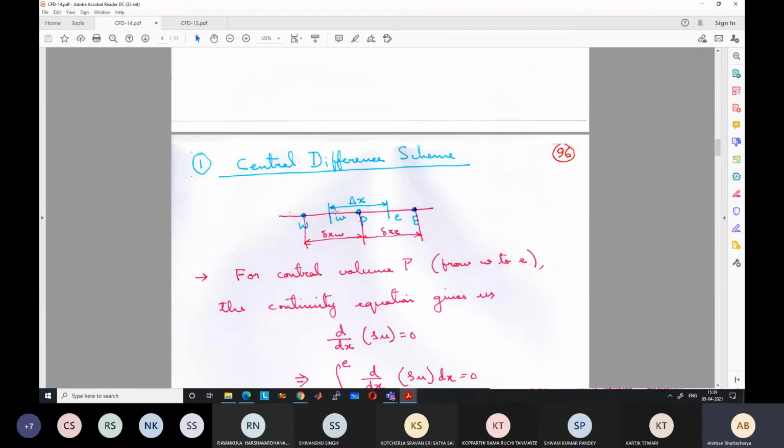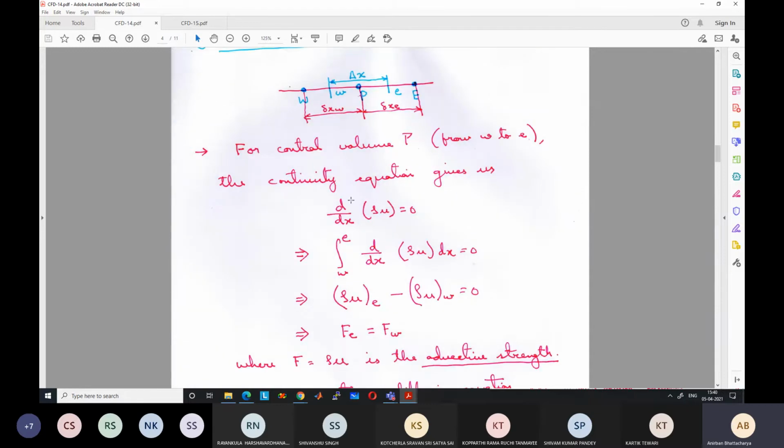so we have a domain like this where a typical control volume goes from small w to small e and is represented by the grid point P, and its neighboring grid points are capital E and capital W. The size of the control volume is delta x. The distances between adjacent grid points are delta xe and delta xw. For this, we had discretized in the previous class the continuity equation first.